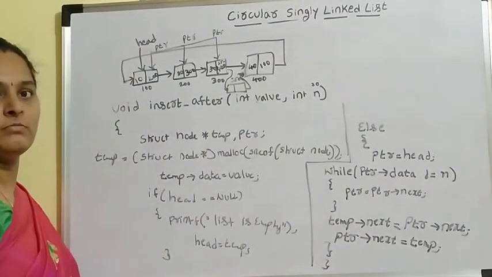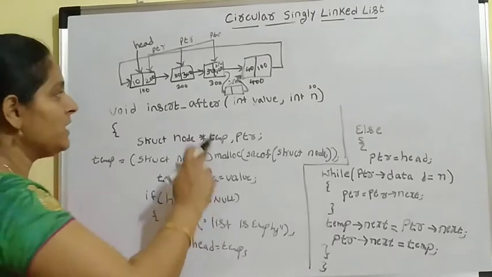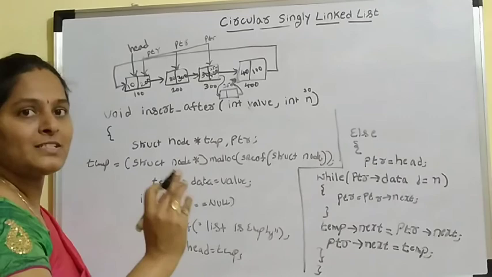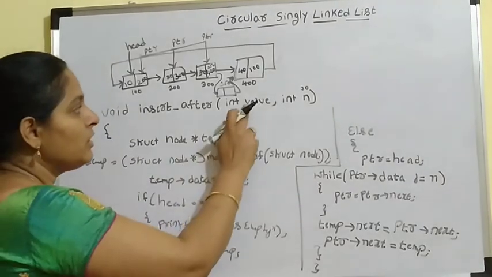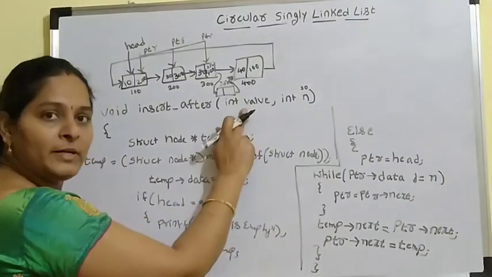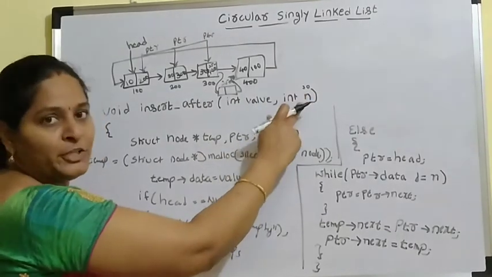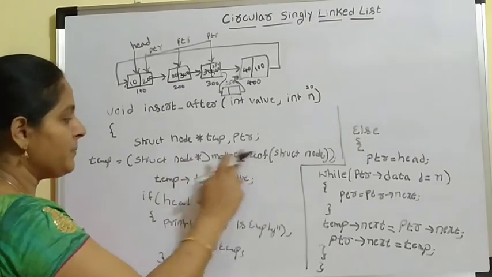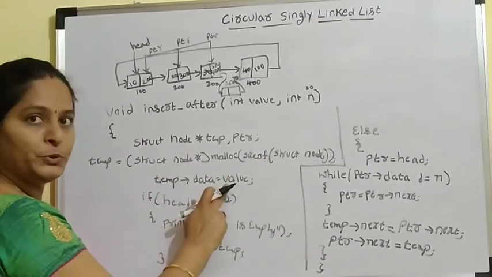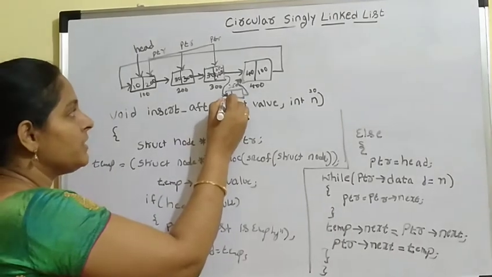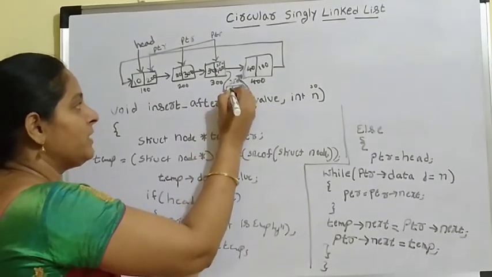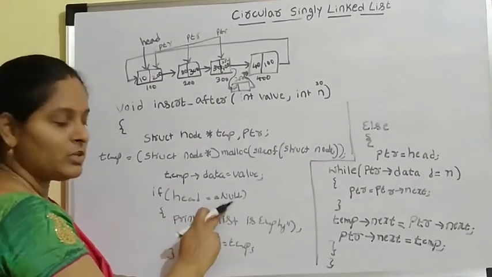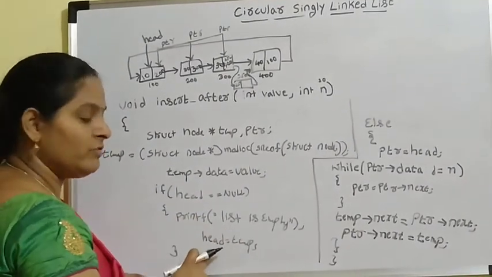Insert after function. Once again, I'll revise this one. Suppose you want to insert some node in the middle position after some element. Here I am taking two parameters: whatever element you want to insert and after which element you want to insert. First of all, create the node, allocate the memory, then store the data in the data part of the node. Here I am storing 35 in the data part of the node. Next, check whether the list is empty or not. If the list is empty, our inserting node will be the head node.